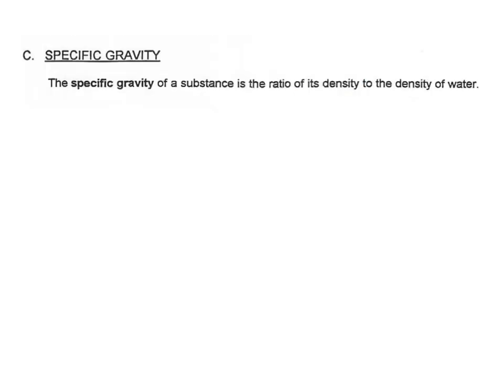And our last topic will be about specific gravity. Specific gravity is strongly related to density. They are not the same thing, but they will seem to be the same. I'll explain as we go on. The specific gravity of a substance is the ratio of the density of that substance to the density of water.